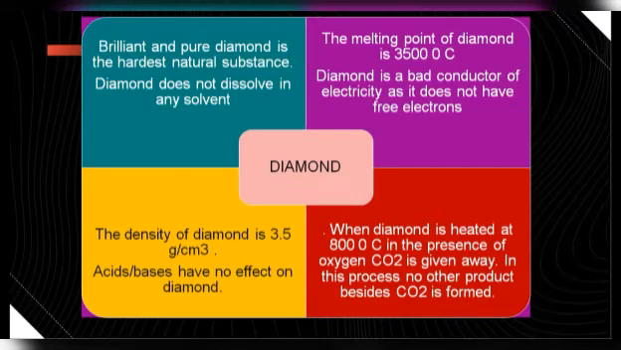Let's now look at the properties of diamond. Brilliant and pure diamond is the hardest natural substance. The density of diamond is 3.5 grams per centimeter cube. The melting point of diamond is 3500 degrees. When diamond is heated at 800 degrees Celsius in the presence of oxygen, carbon dioxide is given off. Diamond does not dissolve in any solvent. Diamond is also a bad conductor of electricity as it does not have free electrons.